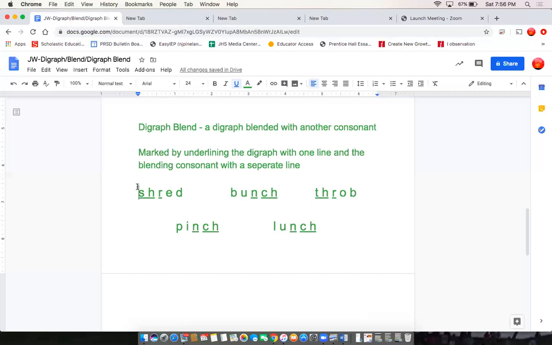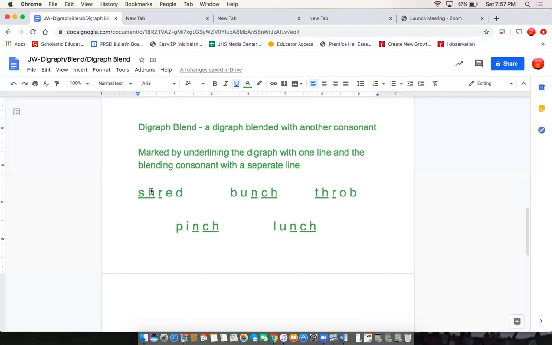So the first one is shred. If you take a look, it says, when we mark these, we mark the digraph the same way we normally would, with both letters being underlined with one line, and we mark the blend the same way we would, with a separate line per letter. So the first word is shred.